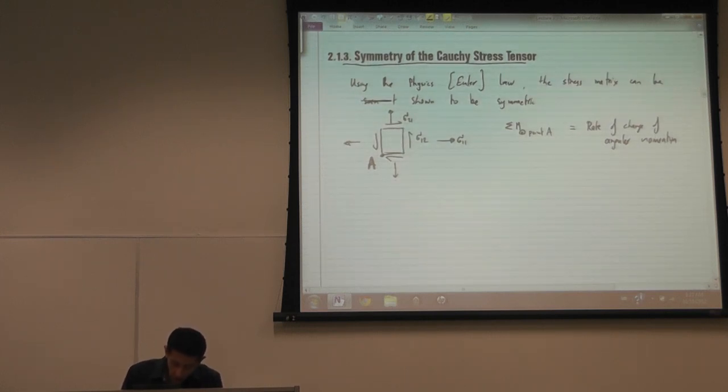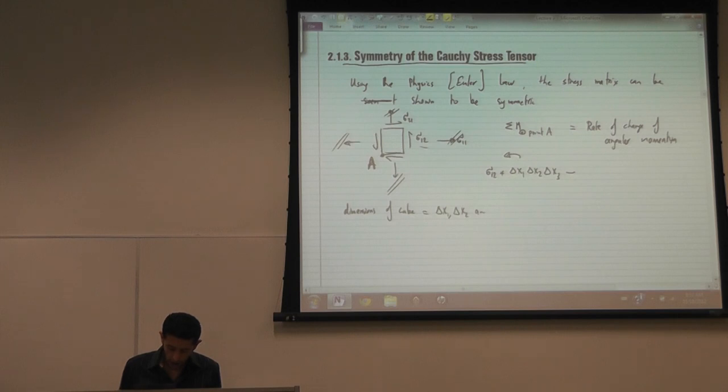The sum of moments of the forces around point A: this force will cancel, this force will cancel, this force will cancel. I'm going to be left with sigma 1,2 and sigma 2,1. And this is a stress, which is a force per unit area, so I have to multiply by the area. So sigma 1,2 multiplied by delta x1, delta x2, delta x3, assuming this is positive, minus sigma 2,1 times delta x1, delta x2, delta x3, where the dimensions of the cube are equal to delta x1, delta x2, and delta x3. This is equal to the rate of change of angular momentum.